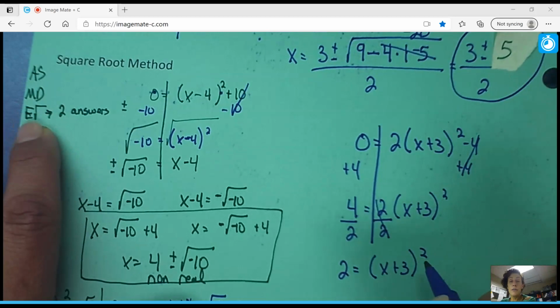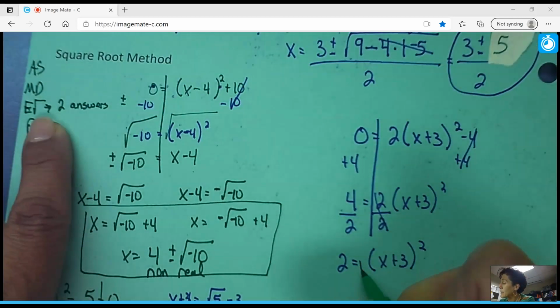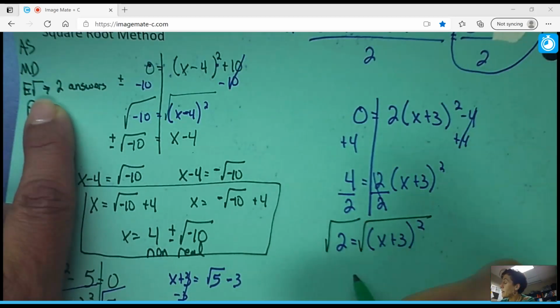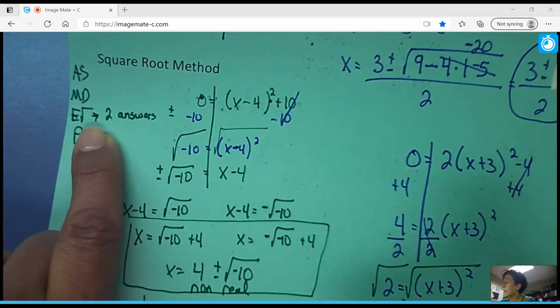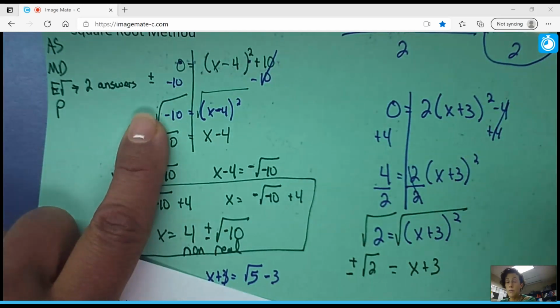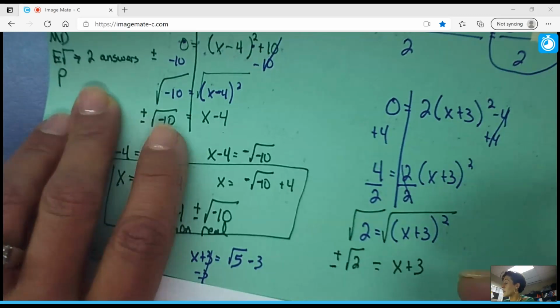And now I'll undo this exponent by square rooting. So I'm going to square root this side, and I'm going to square root this side, and the square root and the squared cancel each other out, so I'm just left with x plus 3. And when I square root over here, I'll get a positive version of the square root of 2, and I'll get a negative version of the square root of 2. And those signs, the positive and the negative, stay outside the square root of 2.